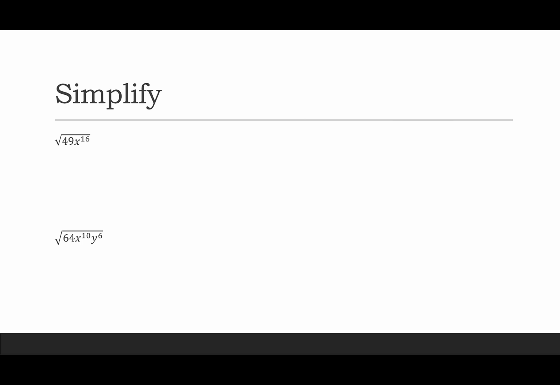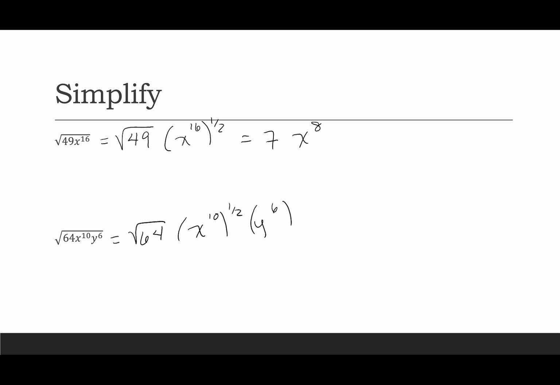So given 49x to the 16th, we may want to say this is the square root of 49 times x to the 16th to the 1/2. Square root of 49 we know is 7, and then for x I can see when I multiply 16 times a half I get 8. With the square root of 64 x to the 10th y to the 6th, I can look at the square root of 64 and think about x to the 10th to the 1/2 and y to the 6th to the 1/2. Square root of 64 simplifies to 8. X to the 10th to the 1/2 gives me x to the 5th. And then y to the 6th to the 1/2 gives me y cubed.